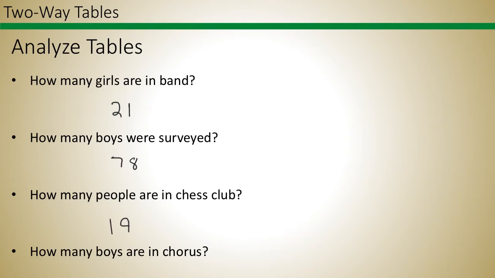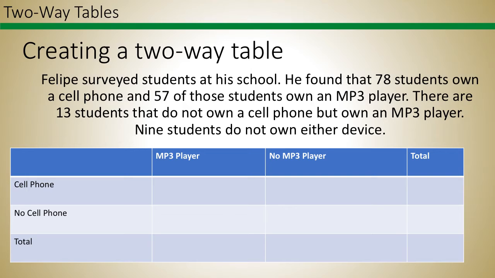How many boys are in chorus? So we're going to look at the chorus column and only the boys. So that's going to be 15. Okay, so we should be able to analyze the table this way. We should also be able to create two-way tables based on information that we're given.